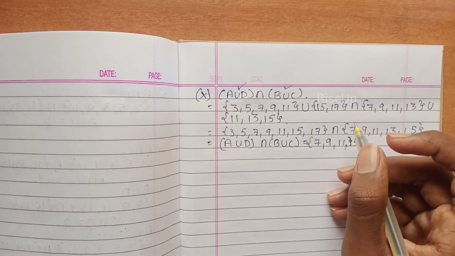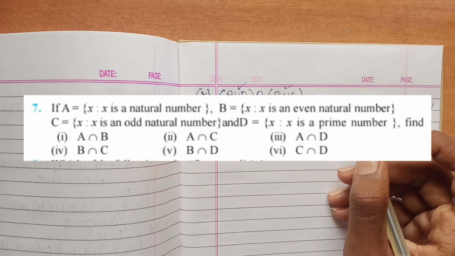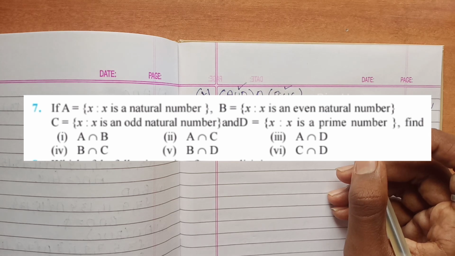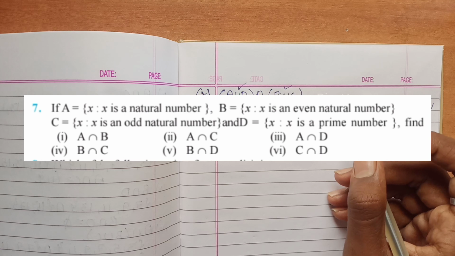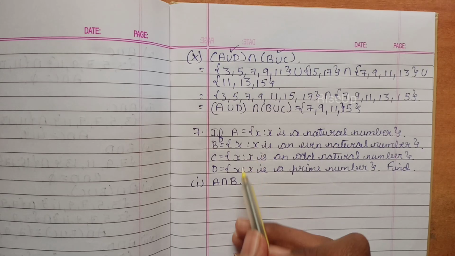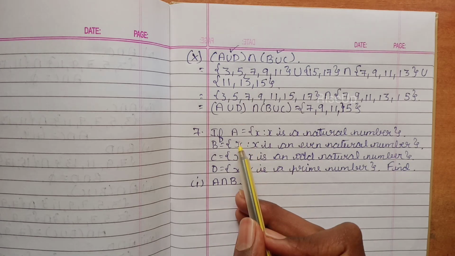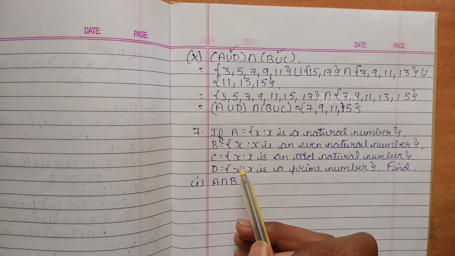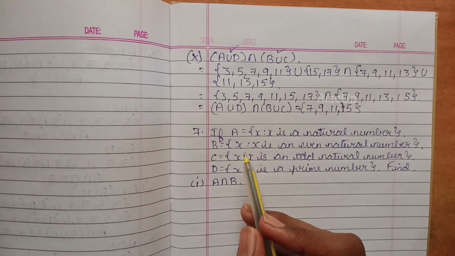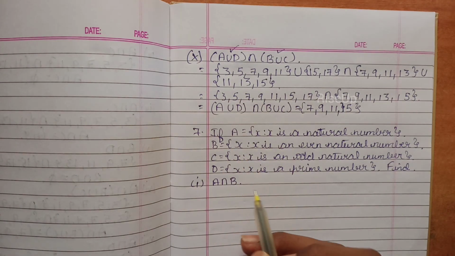That's it. 7th question. If A is equal to {x : x is a natural number}, B is equal to {x : x is an even natural number}, C is equal to {x : x is an odd natural number}, and D is equal to {x : x is a prime number}. Find A intersection B. Before solving the sub-questions, these sets are represented in set builder form. We'll write them in roster form so that it will be easy for you to solve these questions.